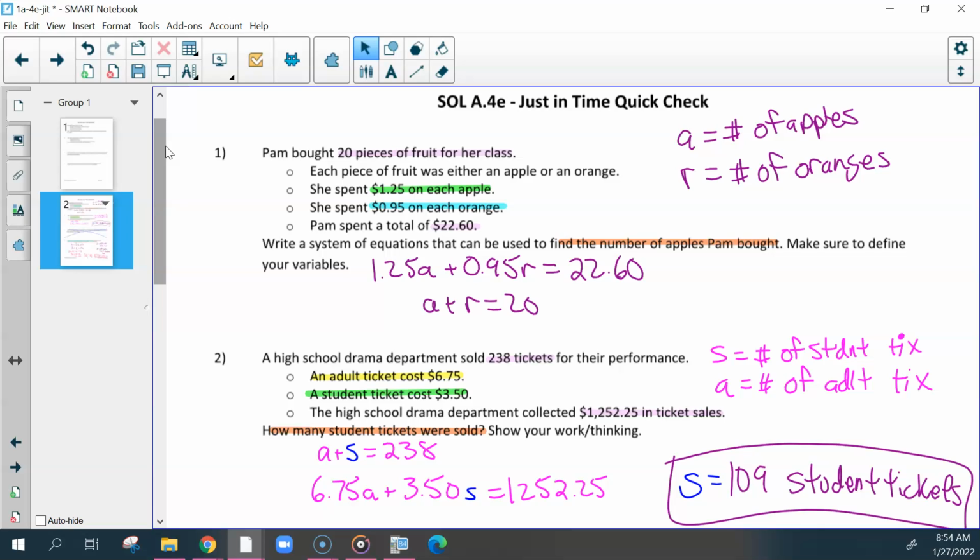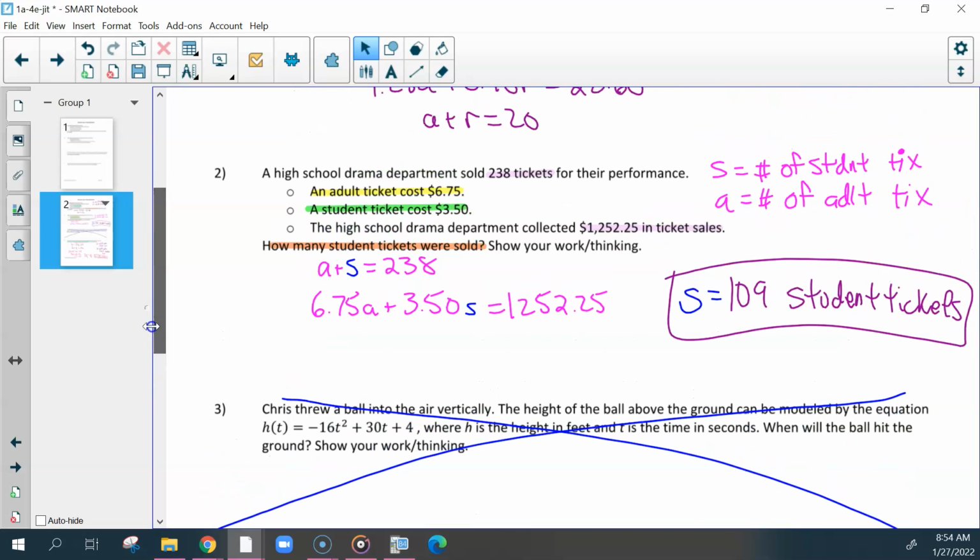Questions on number 1? Number 2, you could have solved this a bunch of different ways. I just used Desmos. Changed the A to X and the S to Y, and I just put that into Desmos. So remember to define your variables. Again, be specific. Here we're looking for number of student and adult tickets.